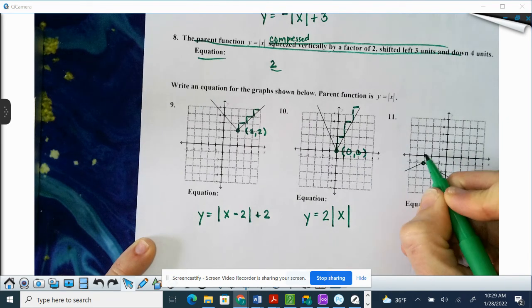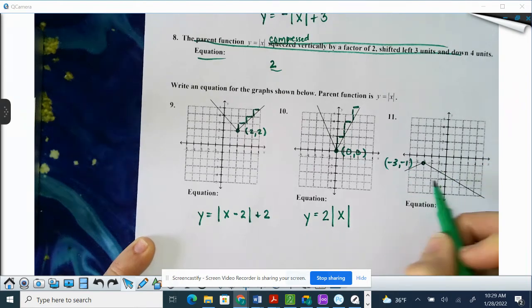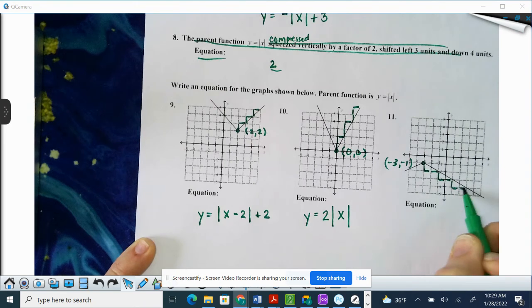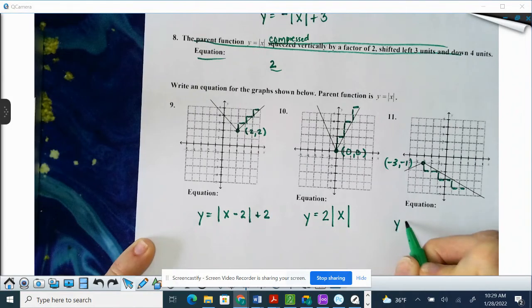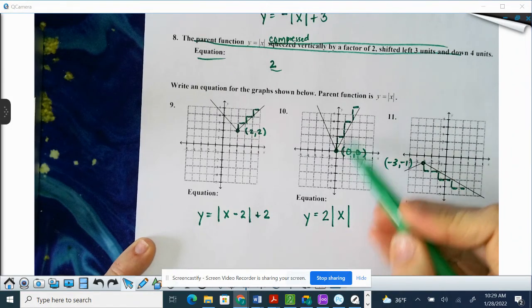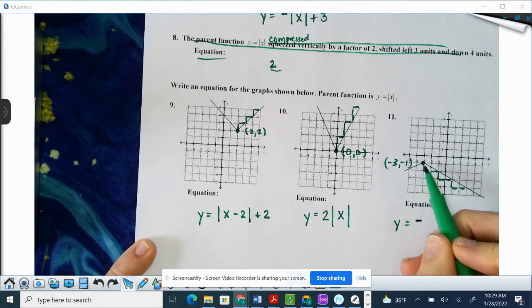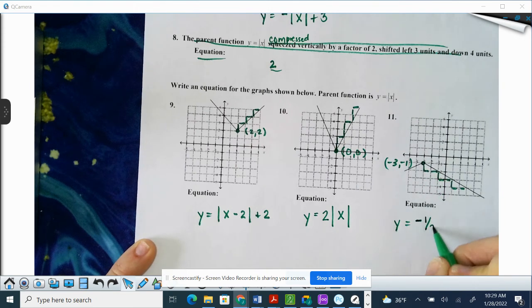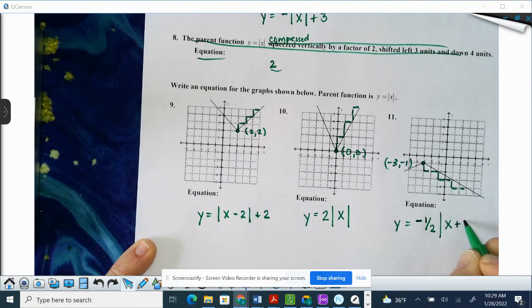Vertex, negative 3, negative 1. Count my rate of change, 1, 2. It did flip over. This is negative. So we know it's going to be a negative because it's no longer the bird's beak. It's a mountain. So negative. My rate of change is 1 to 2. x, it went to the left 3. So that means that's minus minus, which makes that a plus 3. And then down 1.